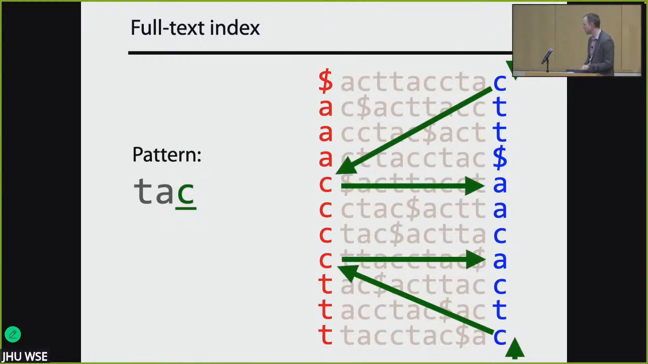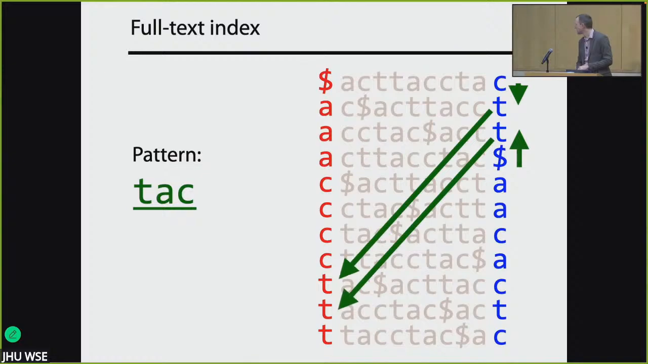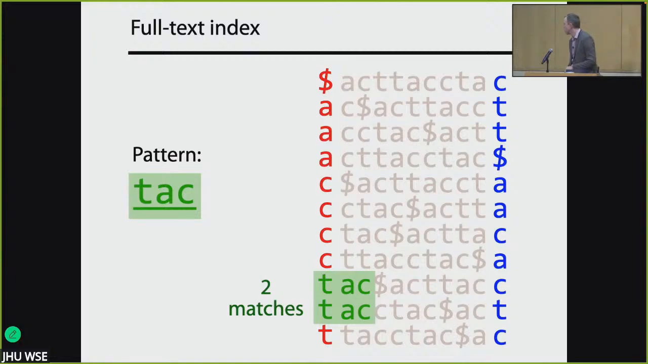Okay, good. The animation turned out pretty well. So that's the first step. Let's go on to the A. That's the second step. Let's go on to the C, and that's the third step. We were following those usual green lines that I put before that I called the LF mapping. And where we land at the end of those 3 steps is exactly here. So here's our pattern TAC. And we landed right here in these 2 rows because these are the 2 rows that begin with TAC. So these are the 2 instances where TAC occurs in the text.